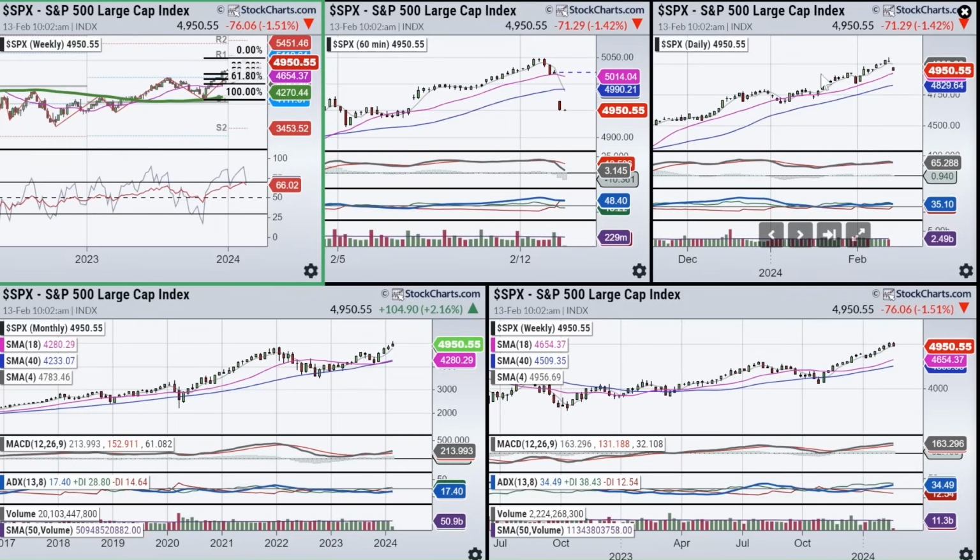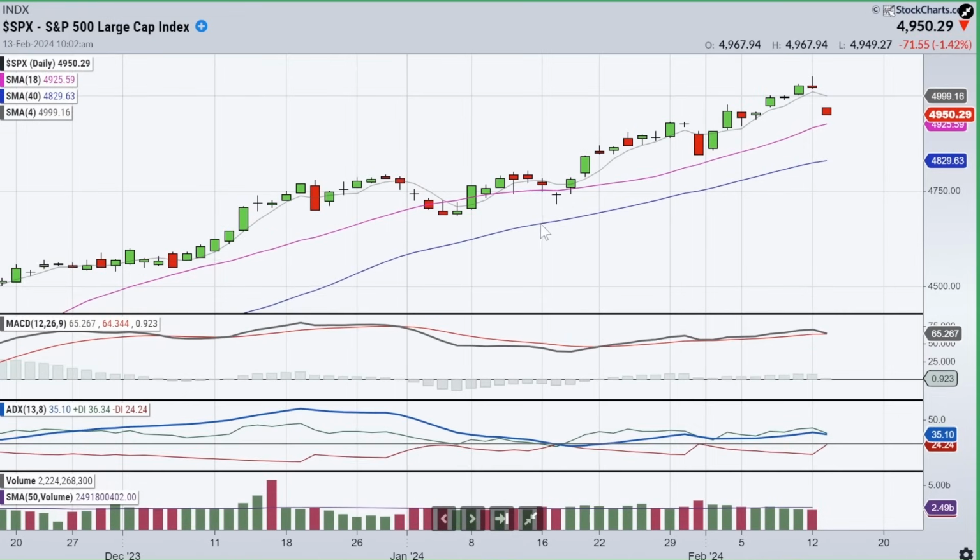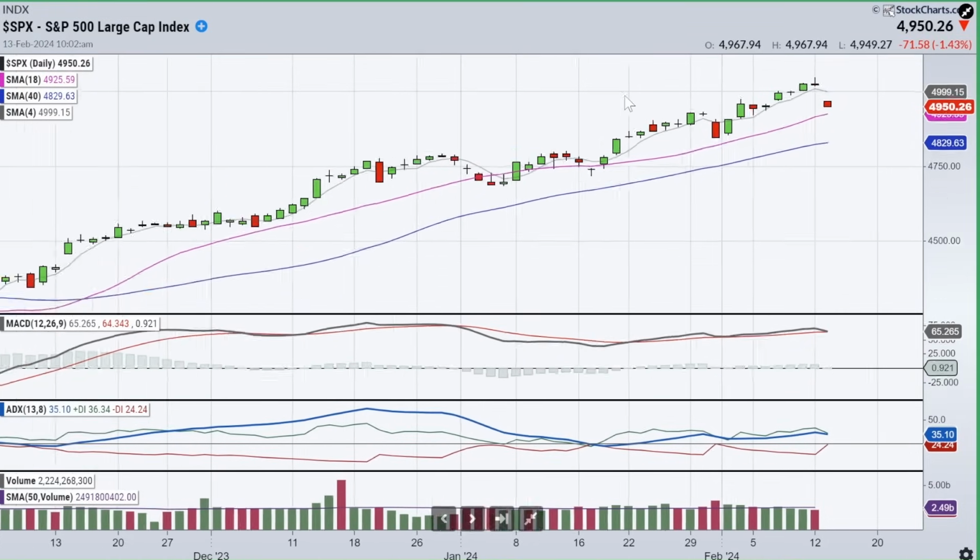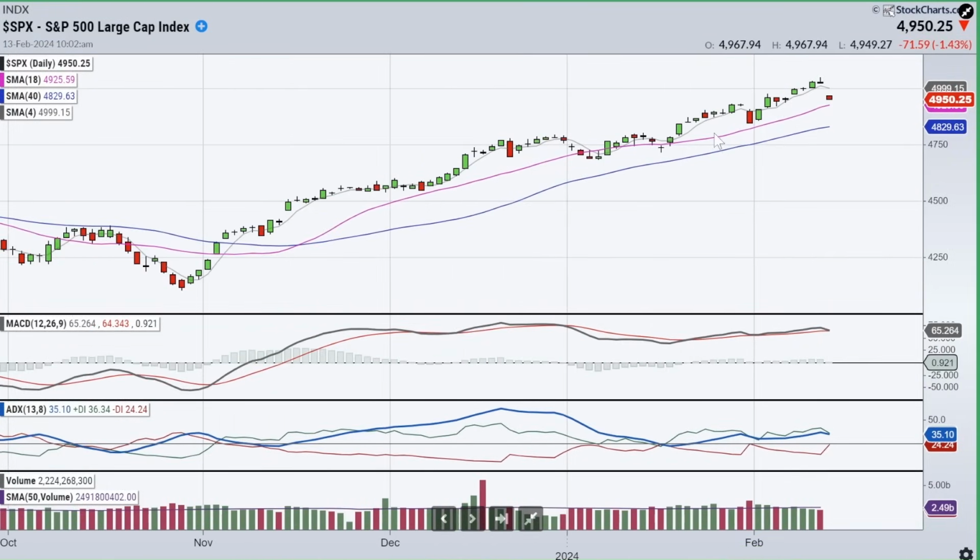But keep an eye on this key time frame, which is the daily chart. We have to see if this breaks the 18 and causes that to roll over. If that happens, then I think we're going to correct a little bit deeper.